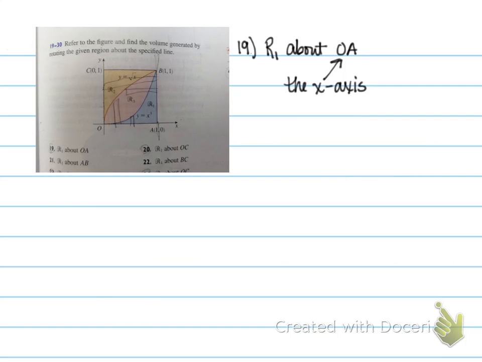The next problem in your homework is number 19, and you're rotating region 1 about OA, which turns out to be the x-axis. So if we look at region 1, it's this easy region right here from 0 to 1. And what's the radius of my disk? I'll put the pi out here again. The radius of my disk is x cubed, because it shows us right here that that line is y equals x cubed.